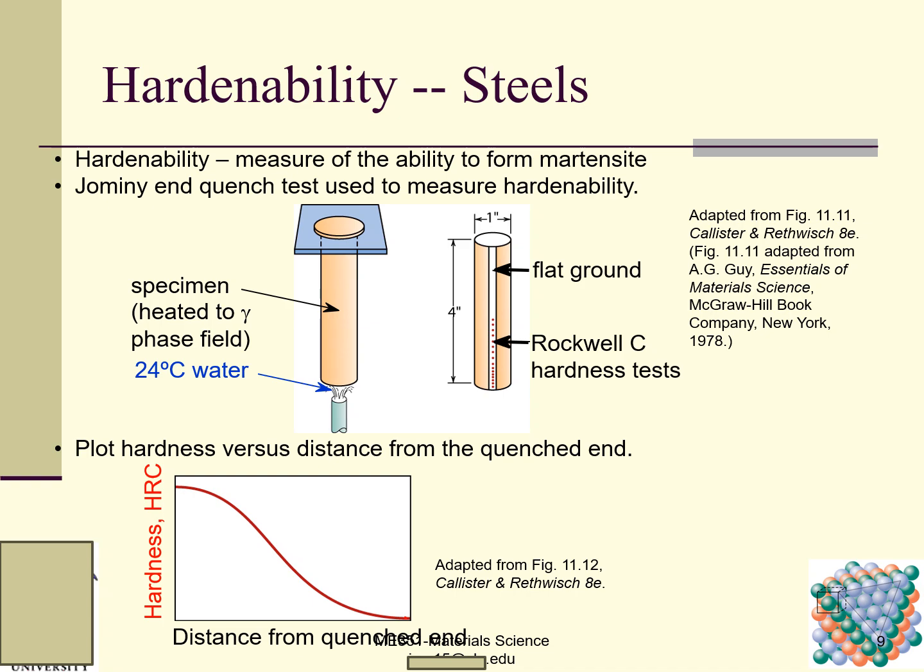When we measure hardness, we can draw this figure. This is the distance from the quenched end. At the quenched end, the cooling rate is high because this face is touching the cold water. I'm sorry, not cold water, room temperature water, but we still say cold water. So this end has a higher cooling rate than the locations along the specimen longitudinally from this end to the other end.